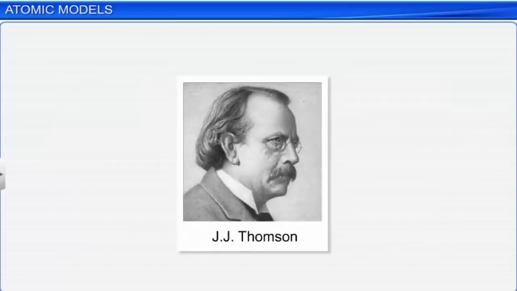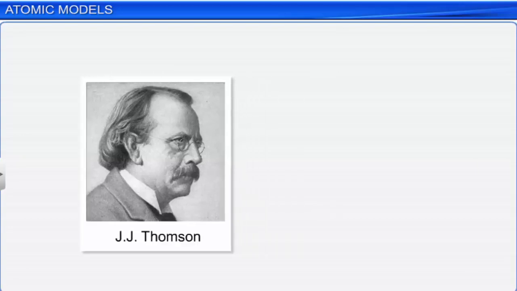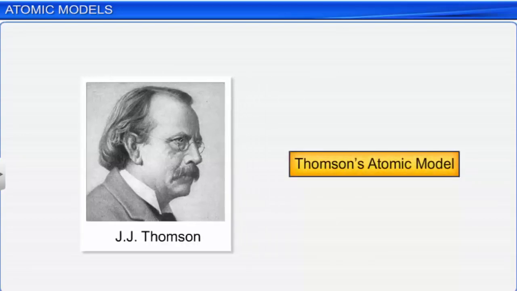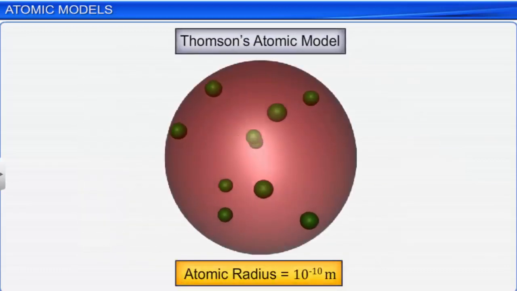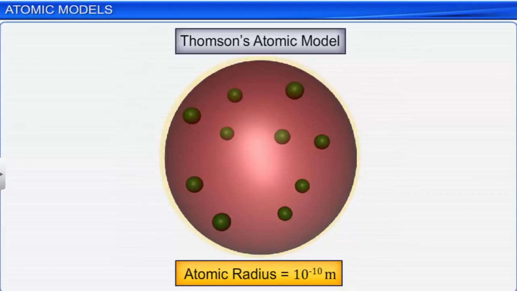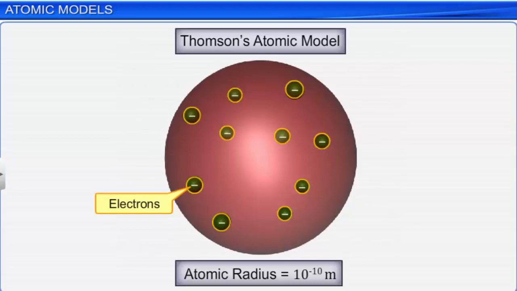J. J. Thomson, in 1898, proposed the atomic model called Thomson's atomic model soon after the discovery of electrons. According to this model, an atom is a sphere of radius 10^-10 meter with uniform distribution of mass and positive charge, with negatively charged particles called electrons embedded in it.